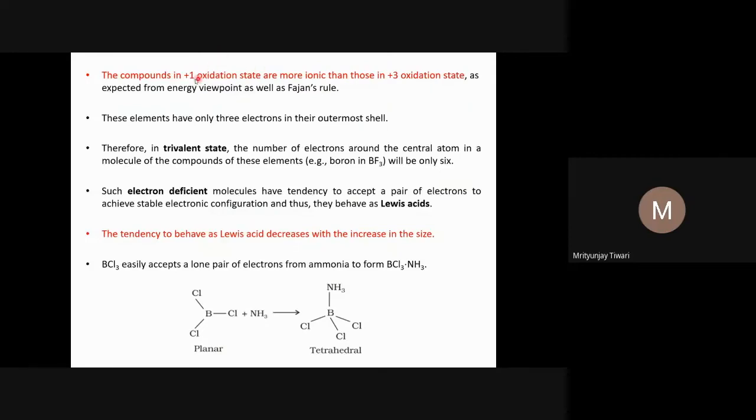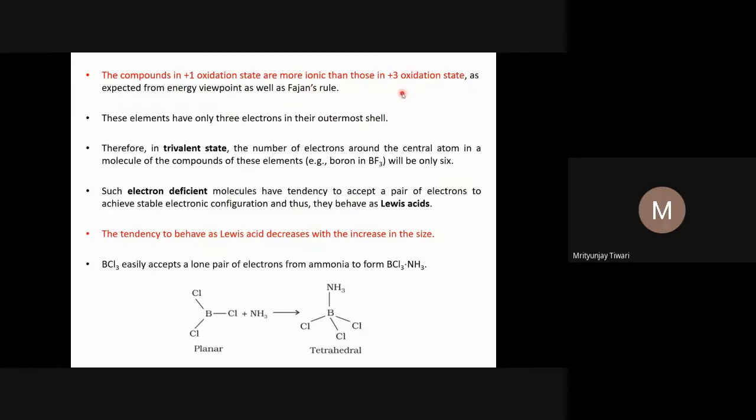First of all, if a compound is in the plus 1 oxidation state, you have to provide a lesser amount of energy to ionize only one electron than to ionize 3 electrons. So that is the feasibility from the energetic viewpoint. Another point is Fajans' rule.